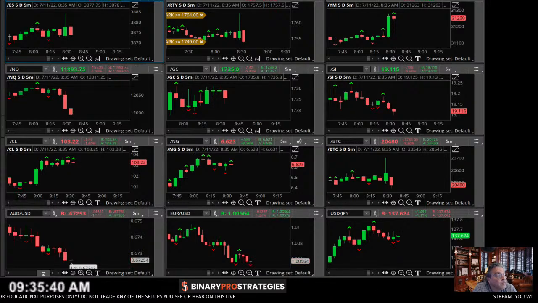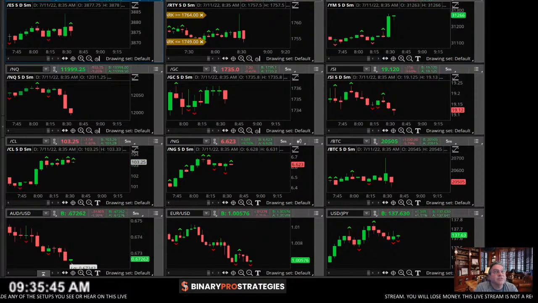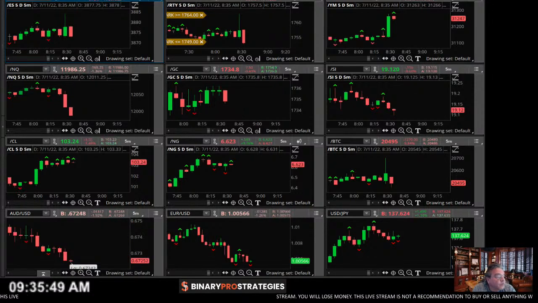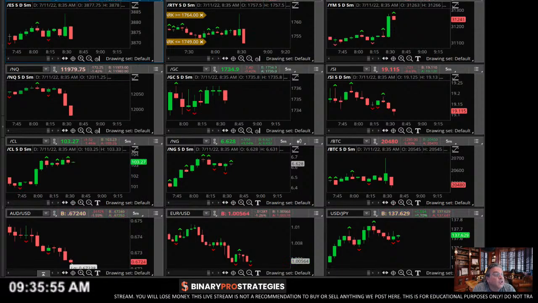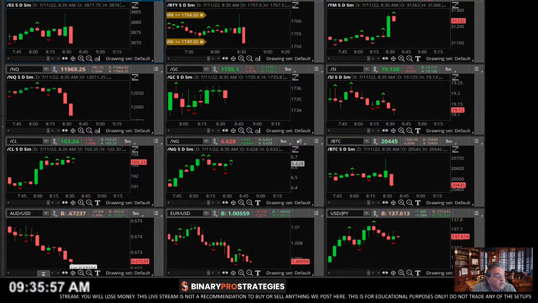Also, keep in mind here, I'm trying to follow 16 different markets. The idea is not to trade all these. The idea is to demonstrate that these patterns are universal. They work across the board. You can never trade that many at the same time, so you pick the one or two you like and you stick with it. All right, so 119.70.